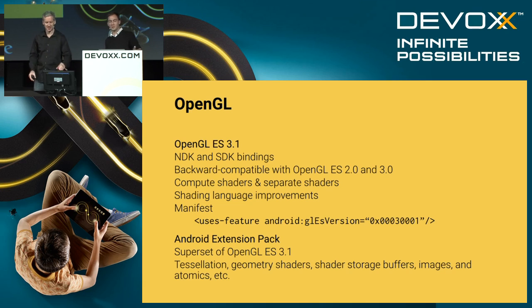So of course, OpenGL ES 3.1 is compatible with the previous versions. It adds many very interesting features. For instance, compute shaders, which let you do compute operations on the GPU, which can be a lot more efficient than the CPU, depending on what you're doing. Many shading language improvements, things I'm really excited about, like stencil textures and indirect drawing.